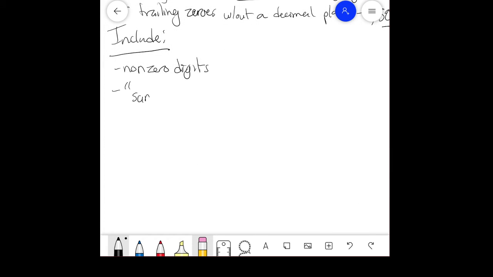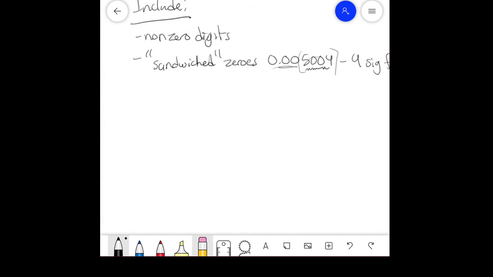Sandwich zeros, so those are zeros that are in between non-zero digits. So like this one. These are trailing zeros, you're not going to count these, but you are going to count these because they're sandwiched in between these two, so that's 4 sig figs. You're also going to include final zeros after the decimal.